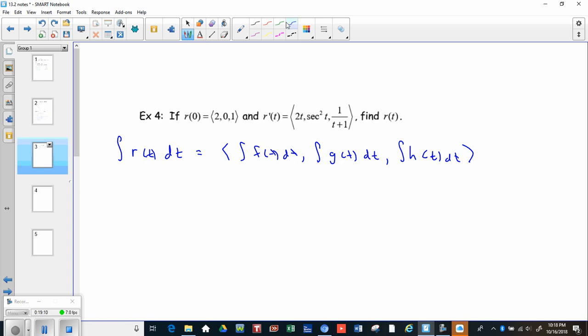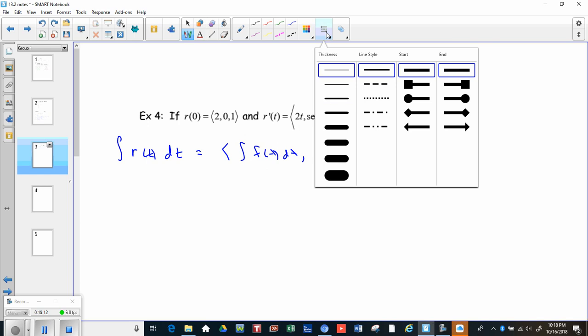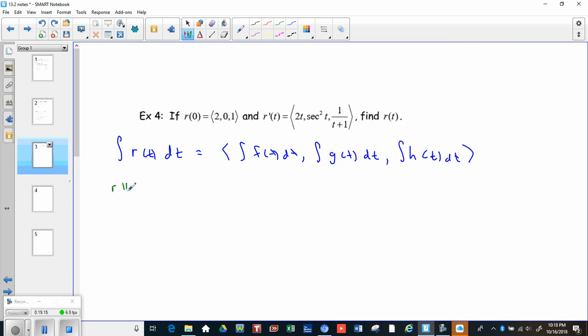So again, they've given us that r of t is going to be the integral, in this case, of r prime of t dt. Because they gave us r prime, we want to find r. So we're going to go ahead and integrate. And again, we're going to integrate each individual piece of this vector. So the antiderivative of 2t is going to be t squared. But remember, it does have a constant, so we'll call this constant c1, because whatever this constant is very well might be different from all the other constants.